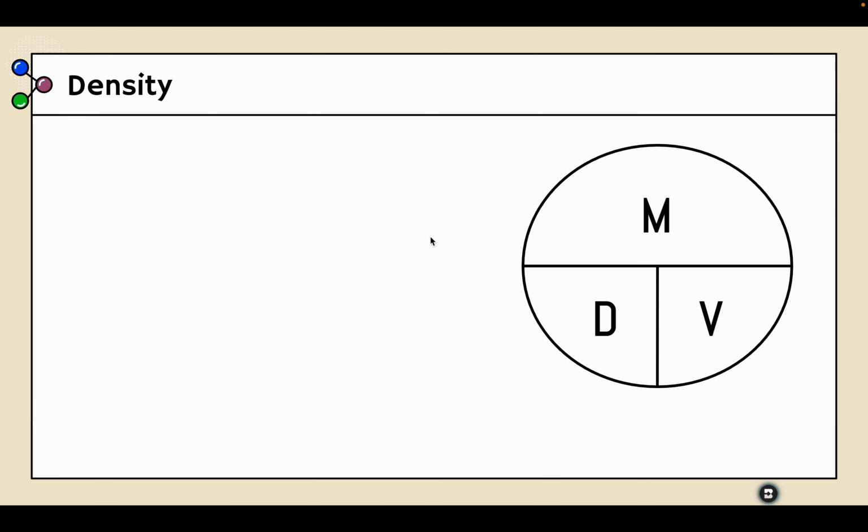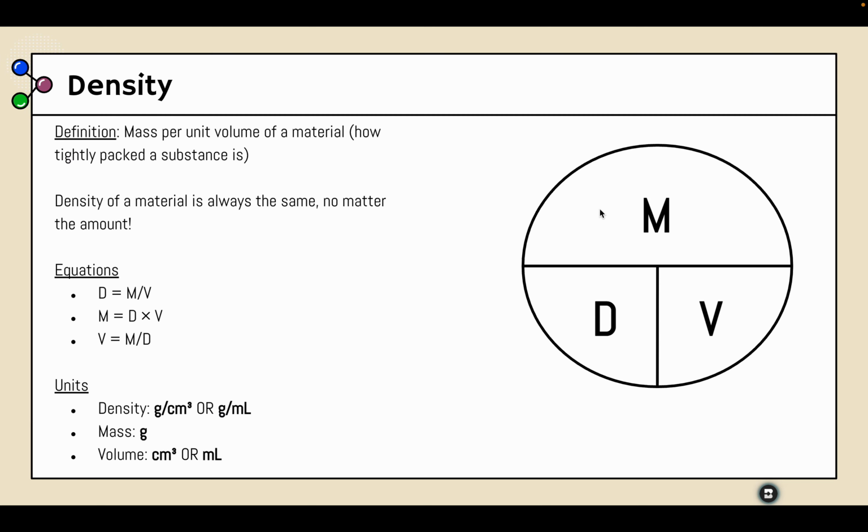So in terms of density, there is an important equation that I need you to hang on to. For some reason, my arrow is not working here. There we go. Density is the mass per unit volume. That's what this says here. So how tightly packed is a substance? And the density of a material is always the same, no matter the amount, because density is what is called a physical property, meaning it's something that we use to identify a substance.